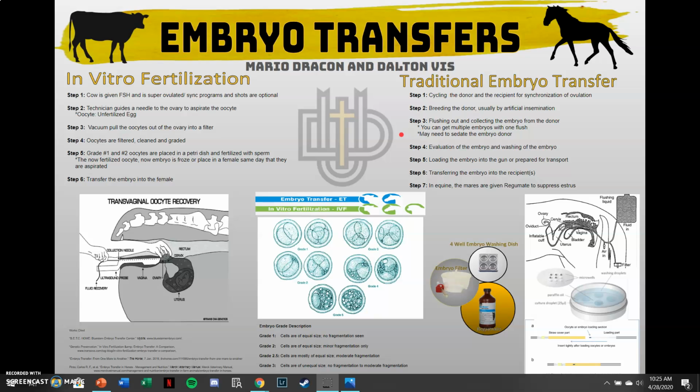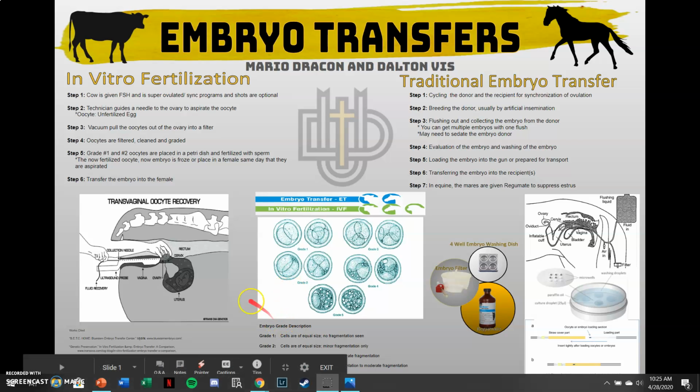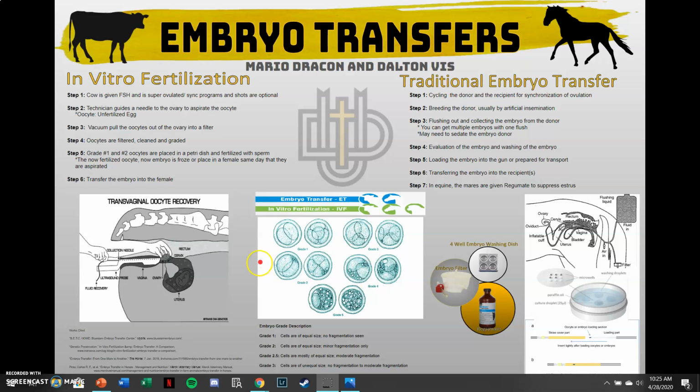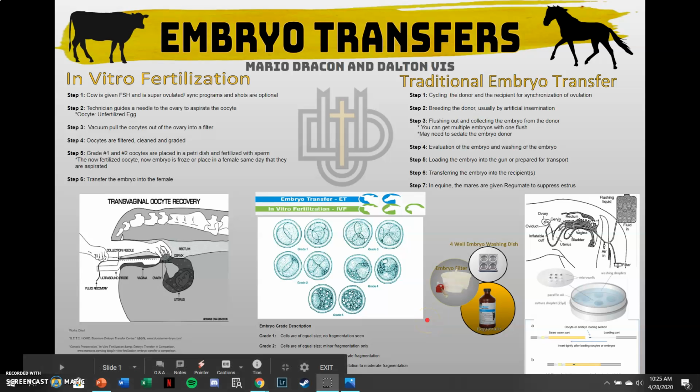Step four would be the evaluation of the embryo, and this is done by this grading scale down here. Generally, you're going to want a grade 1 or a grade 2 embryo. Anything after that, you start to question the viability of the embryo, that the recip will be able to take it.